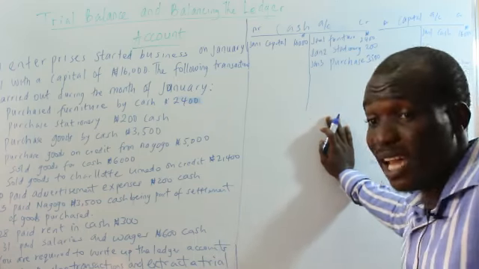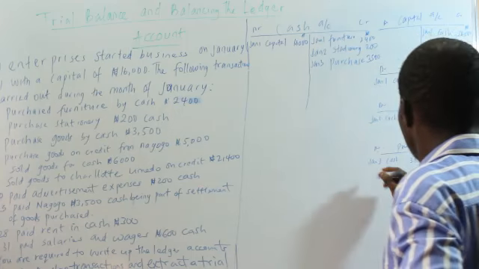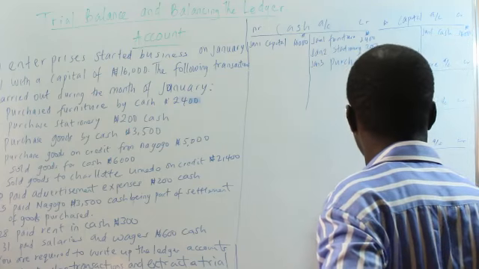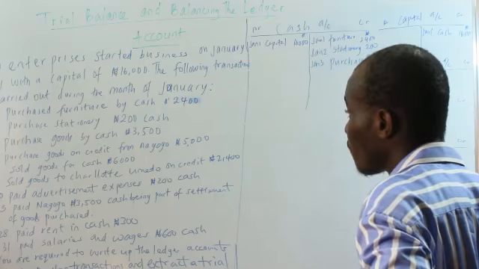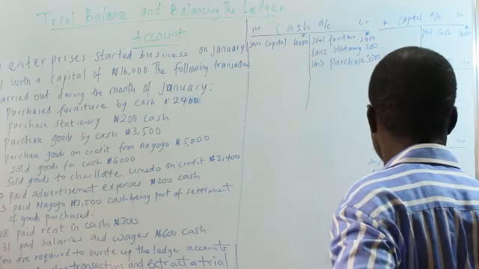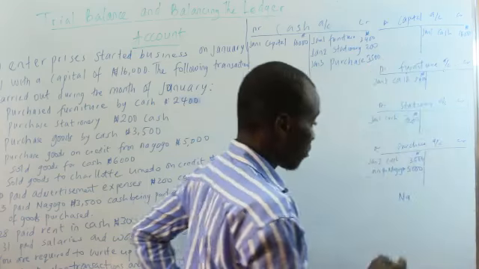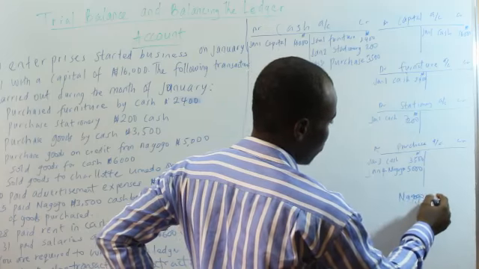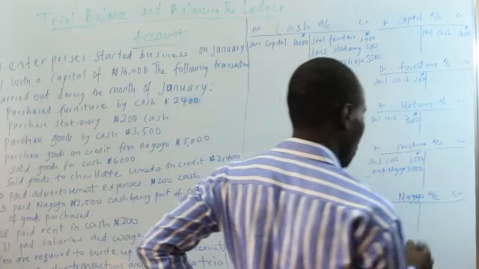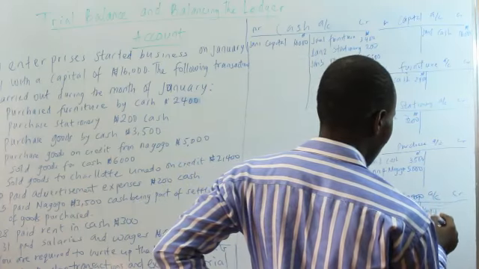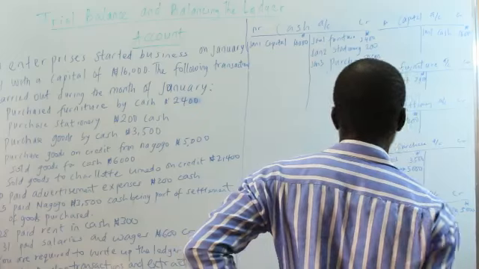So the purchase account will be debited. So we have the purchase account, January 4, Nagogo, goods worth 5,000 naira. Nagogo's personal account will be credited. So we have January 4, purchase, 5,000 naira.